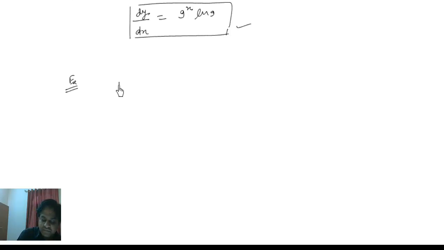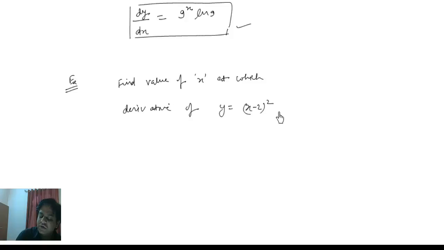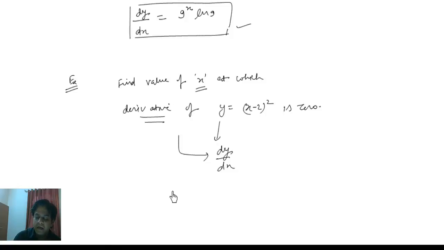If I ask you to find the value of x at which the derivative of y is equal to x minus 2 whole square is 0. Now we are asked to find the value of x where the derivative, which stands for differentiation, right? Derivative means differentiation of the given function. Now I'm asked to find the value of x where the differentiation, that is the derivative of this function, is 0.